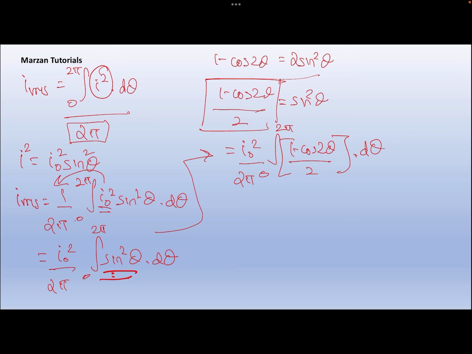So this 2 will be taken outside. Already we have 2 over here. It will become I0 square upon 2 into 2 pi, integration of 1 minus cos 2 theta d theta. So let us solve this integration separately, so you will be able to understand how this integration is being done. Actually, even if you don't mention it in the examination, it will be okay, but just to show you the solving of this.